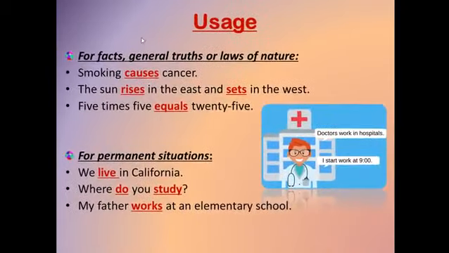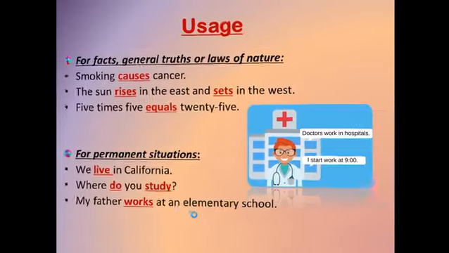Now quickly let's revise when do we use the present simple. The first thing we use the present simple for is for facts, general truths, or laws of nature, things that we all know about, things that never change. For example, the sun rises in the east and sets in the west. Okay, the second thing that we use the present simple for is for permanent situations. Permanent situations are things in our lives that do not change or take a very long time to change. For example, we live in California. This is something permanent.